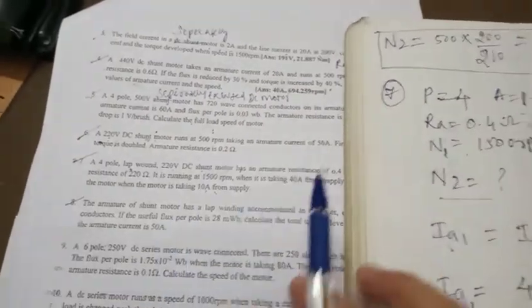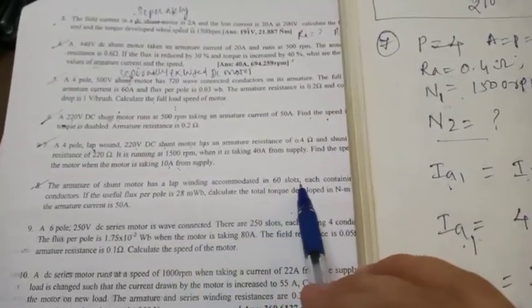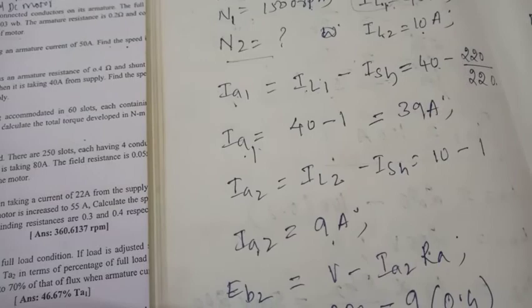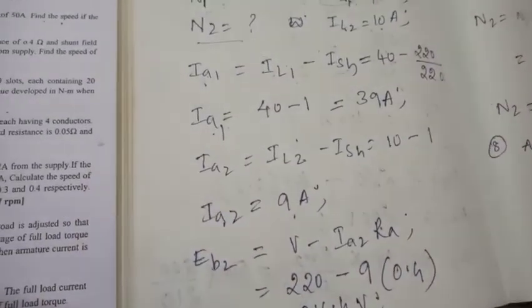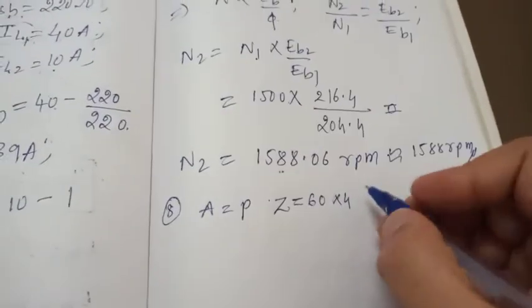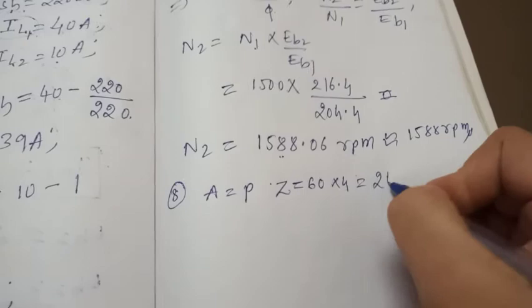It has lap winding accommodated in 60 slots, having 4 conductors in each slot. 60 into 4 is the Z. Z is equal to 60 into 4, which is 240 armature conductors.